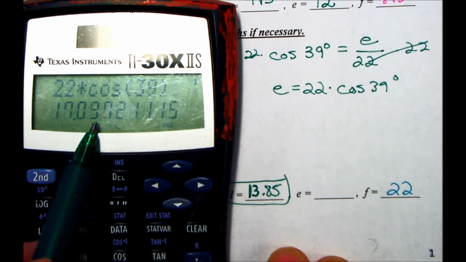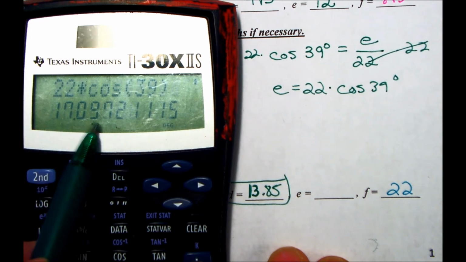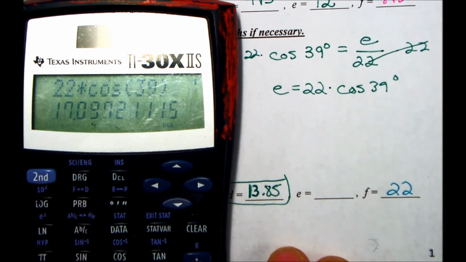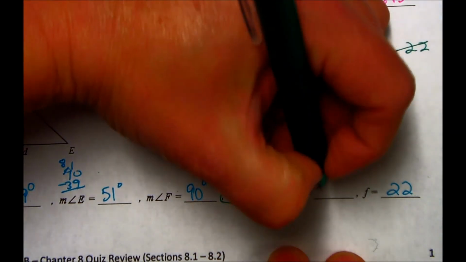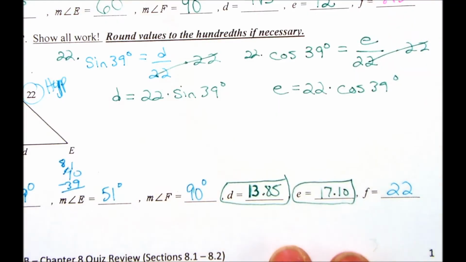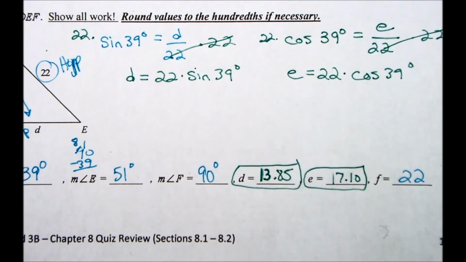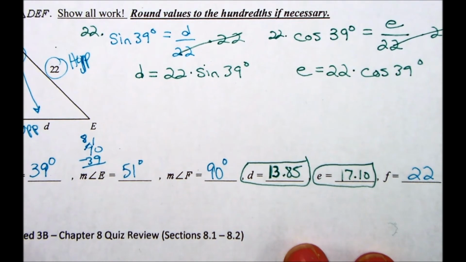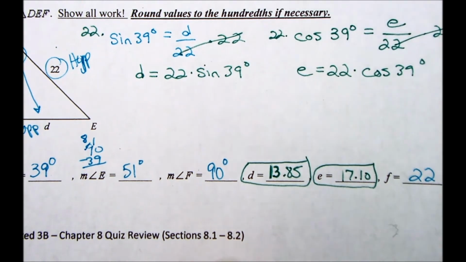17.09. Now that 9 needs to round up. So if that 9 needs to round up, then this is going to become a 10. So 17.10. You have to have that 0 so that it's rounded to 2 decimal places and has 2 significant figures. So 17.10. All right, so those are the answers for number 4. Okay, moving to the back side. Number 5.